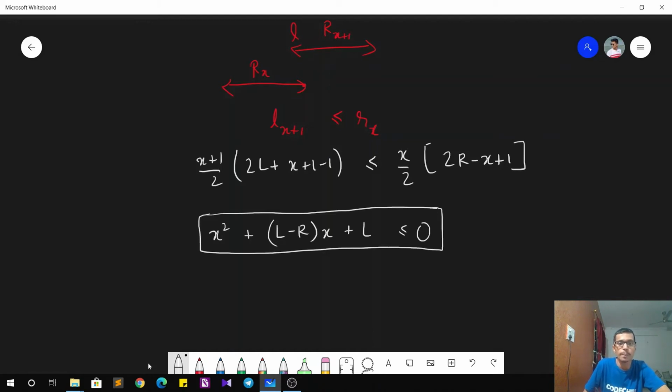Okay, so depending on this inequality, there are two cases. Either this quadratic may have real roots or may not have real roots. If the quadratic does not have real roots, the graph would look something like this or this, right? But if the quadratic does have real roots, the graph would look something like this, as there will be some part for which the value of the quadratic would be less than or equal to 0.